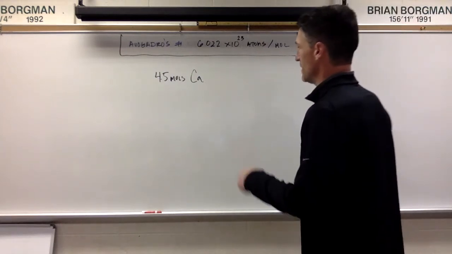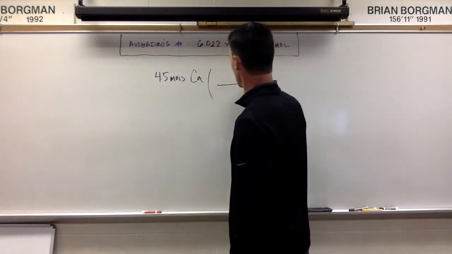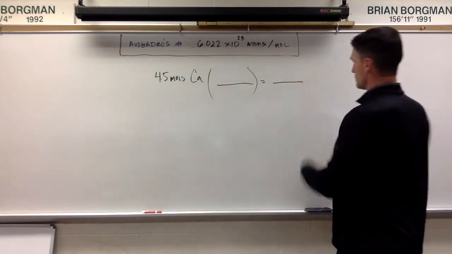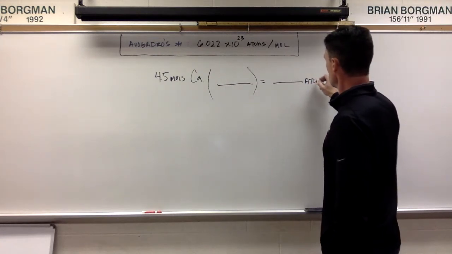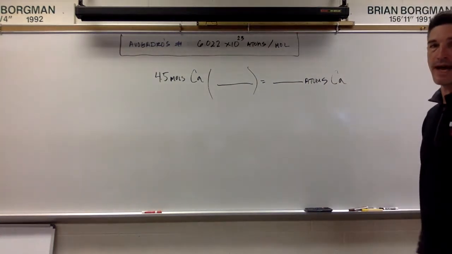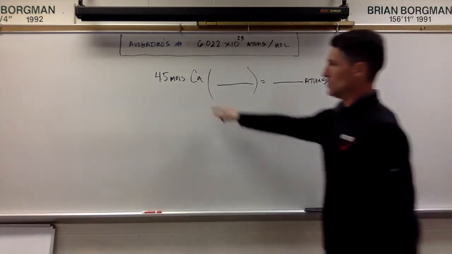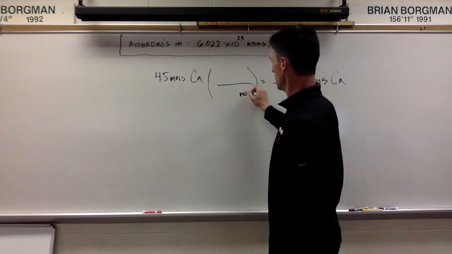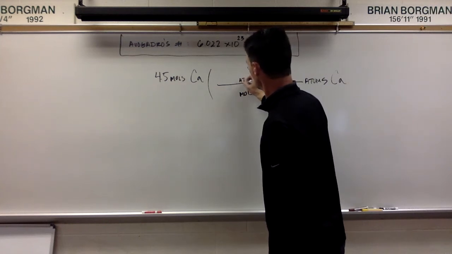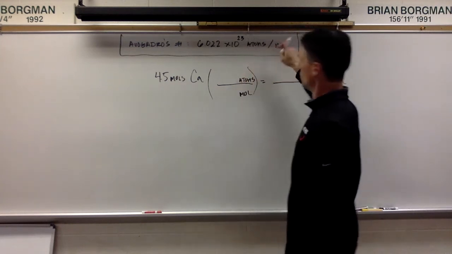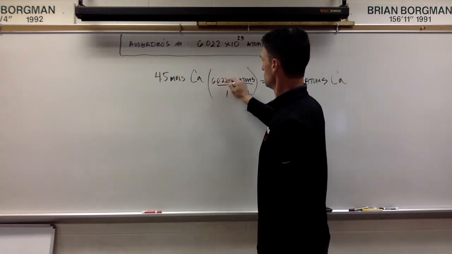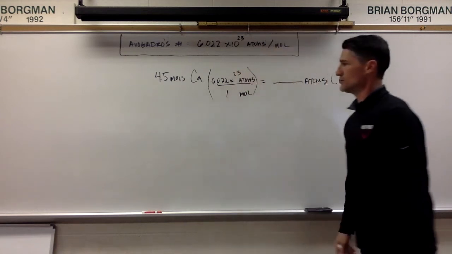So if I have 4.5 moles of something, I just set up my bracket, same thing I did before. What are we trying to end in? We're going to try to end in atoms, so this is going to be atoms of calcium. Moles is in the numerator, so moles goes in the denominator. I'm ending in atoms, so that goes in the numerator. And I know, based on Avogadro's number, 1 mole is 6.022 times 10 to the 23rd.